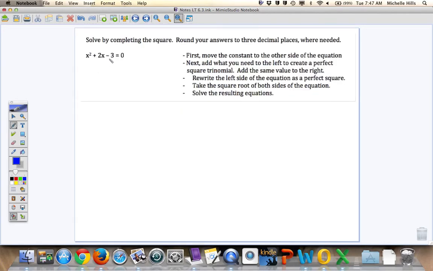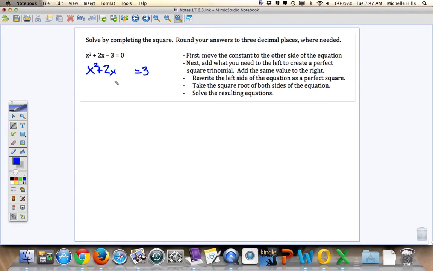So the first thing I'm going to do is just go ahead and get the constant on the other side of the equation. So x squared plus 2x, and I'm going to leave myself some room, equals positive 3, because I've added 3 to both sides. Now I'm going to create a perfect square trinomial on the left. If you remember, that middle term is 2 times the first term, which is not the x squared, but the x, times the last term.